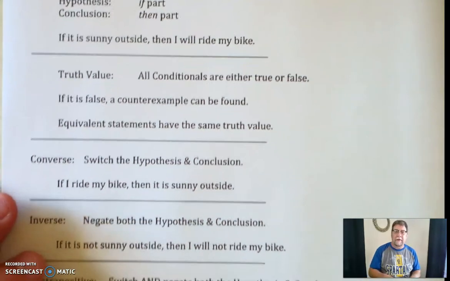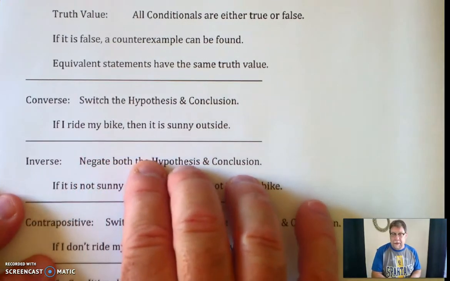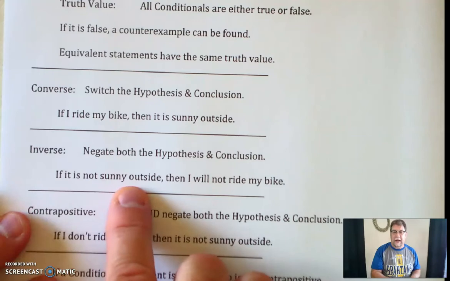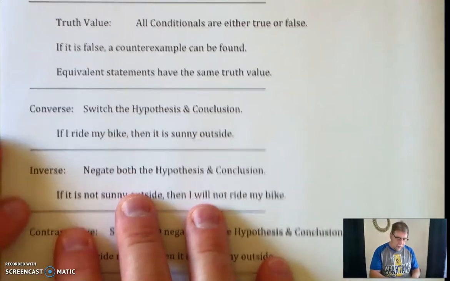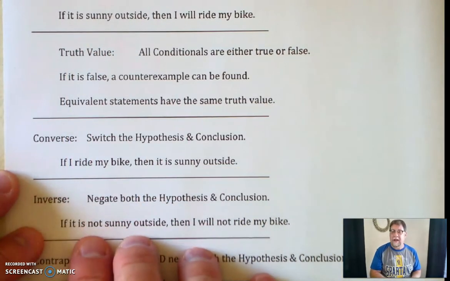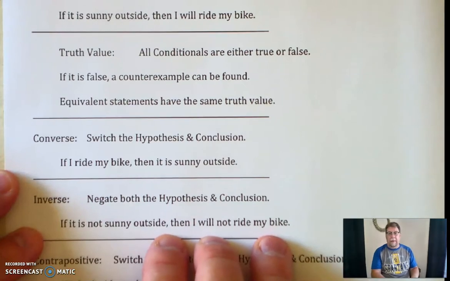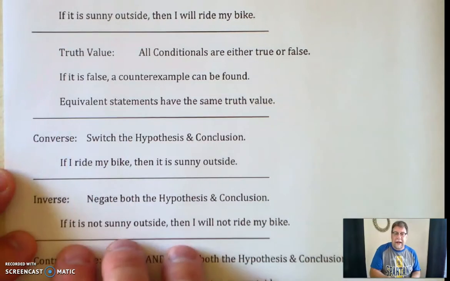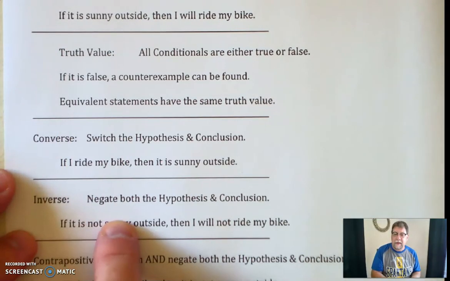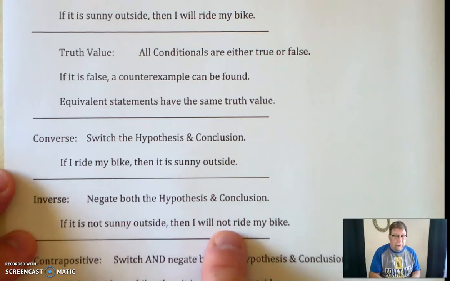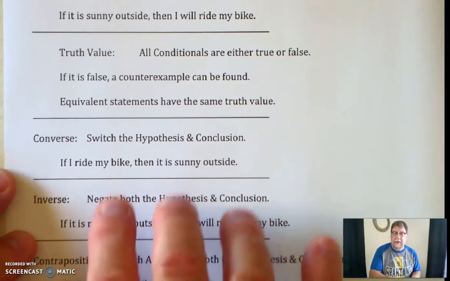Let's look at the inverse. For the inverse, we negate both the hypothesis and the conclusion, which means we make them the opposite value. So if it is not sunny outside, then I will not ride my bike. Our original statement is way up at the top: if it is sunny outside, I will ride my bike. The inverse: if it is not sunny outside, then I will not ride my bike. Again, that's not the same truth value as the original statement. This says what's going to happen when it's not a sunny day, and the original says what's going to happen if it is a sunny day. If it's not sunny outside, you still may see me ride my bike. So this is not equivalent to the original statement.